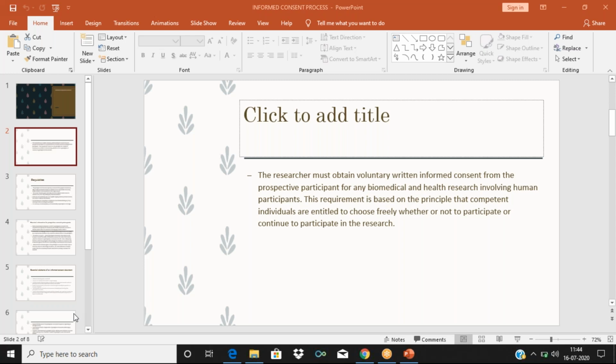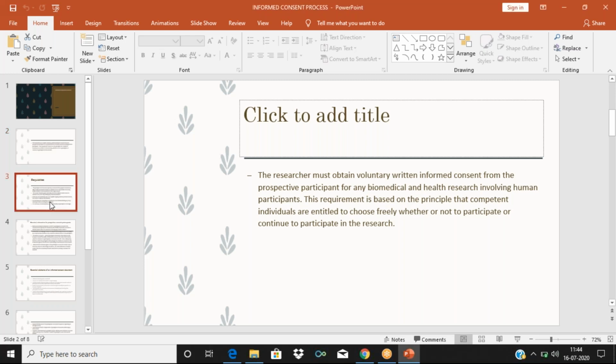Why is it called informed consent? Informed means the participant must know what is going to happen during the research. The researcher has to educate very well: what data will be collected, whether any samples will be collected, how often they are going to be contacted. The participant must know all these things, and after knowing, willingly sign the document. The participant should also know that he has the freedom to withdraw from the study at any time. This is mandatory for all researchers.